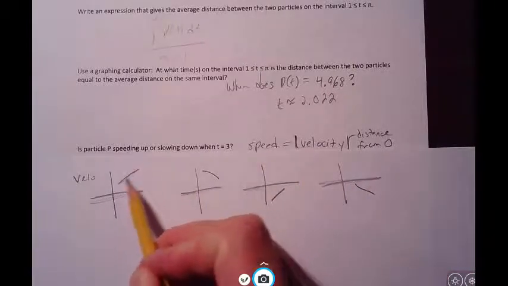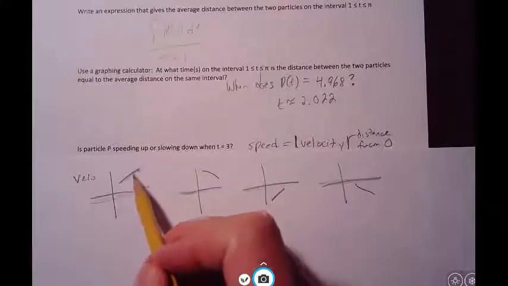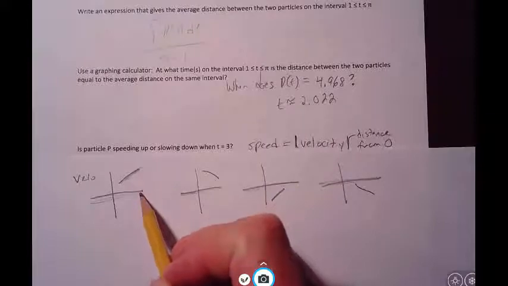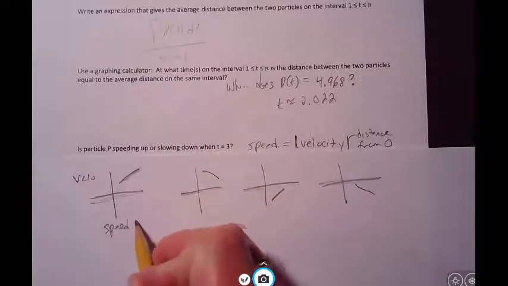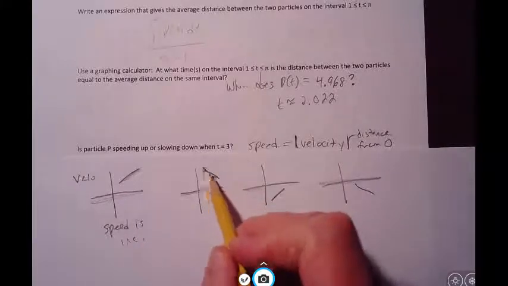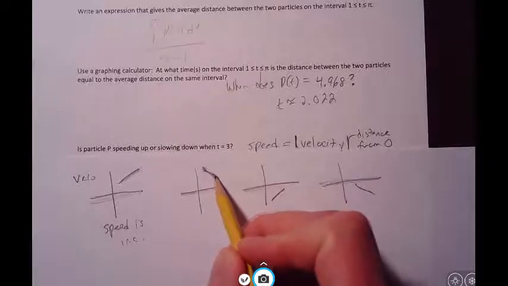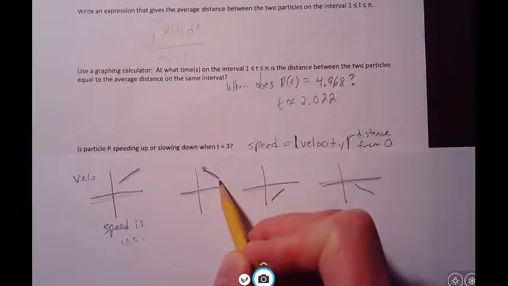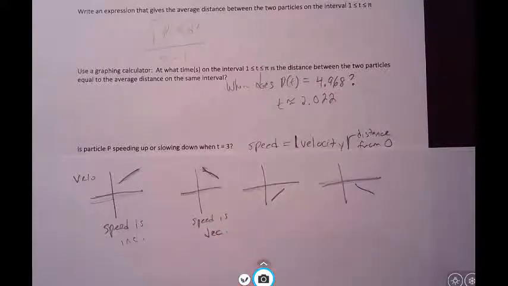So looking at each of these 4 situations, the absolute value of velocity here is increasing because as this graph moves on, it is getting further from 0, further from the x-axis. So in this case, speed is increasing. Here, even though the velocity is positive, above the x-axis, or the t-axis, the graph is moving toward the t-axis, which means the absolute value, the speed, is decreasing.